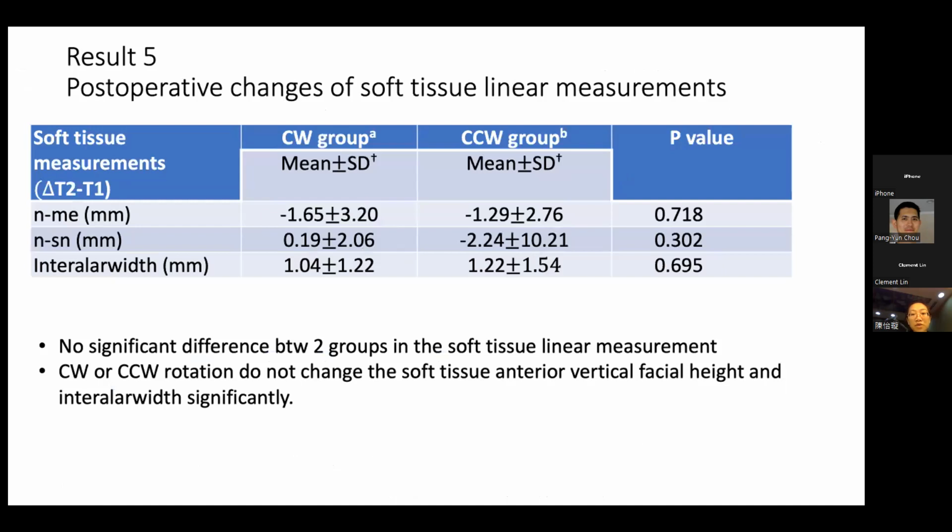We also measured some linear soft tissue measurements, including soft tissue nasion to menton, soft tissue nasion to subnasale, and interalar width. From this table, we noticed that there is no significance between the two groups in all these soft tissue linear measurements, which means that clockwise or counterclockwise rotation does not change the soft tissue anterior vertical facial height or interalar width significantly.